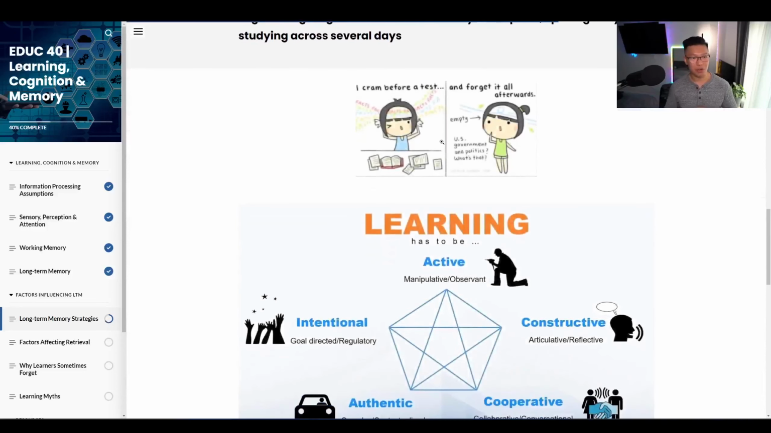So I have an image here where it says, oh, I crammed before the test, right? And then there's an influx of all this information that's coming in, and then they forget it all afterwards when they take the exam. Their brain is empty there.